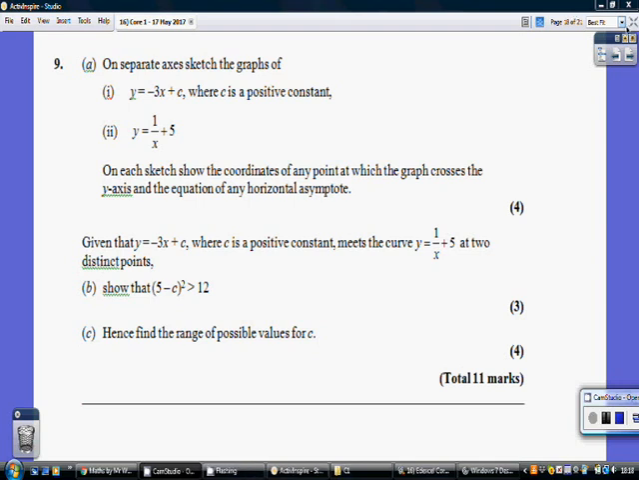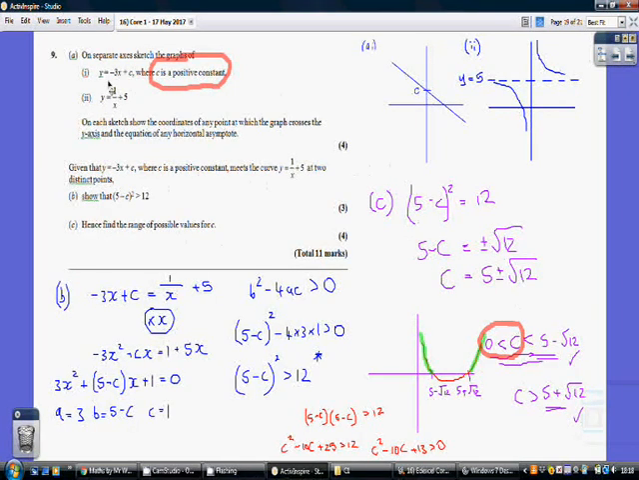Question 9. So part A, we'll just draw these two graphs in separate axes. So this first one's clearly a straight line graph. It's got minus m, so it's got a negative gradient, so it's going downwards left to right, but it's crossing the y-axis at a positive value. So that graph's going to look like that, going downwards but crossing at a positive c value.